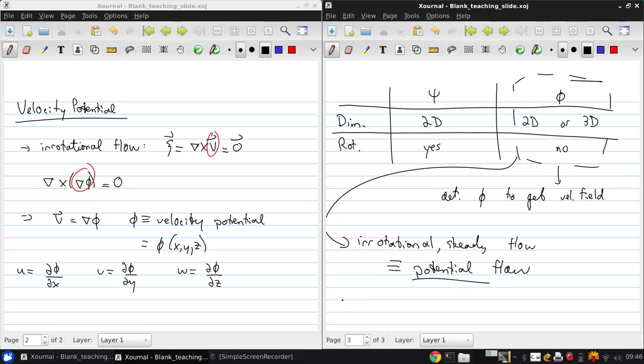One final observation is that the lines of constant potential function and constant stream function are perpendicular, which can be useful when trying to plot characteristics of a flow field.